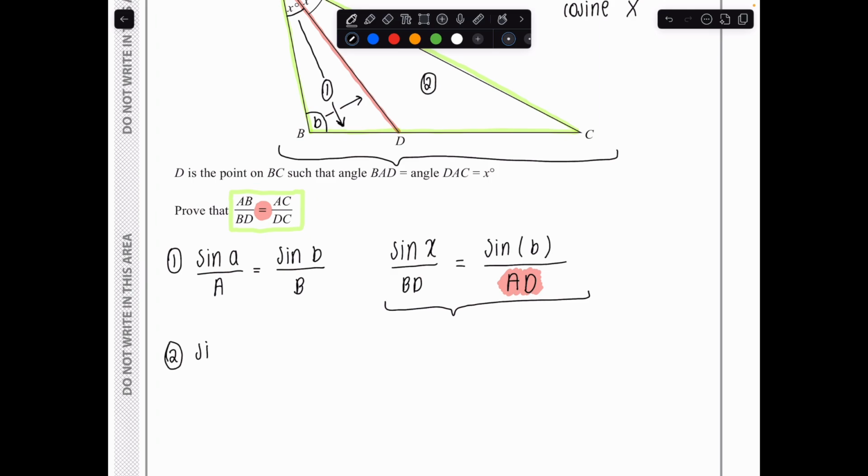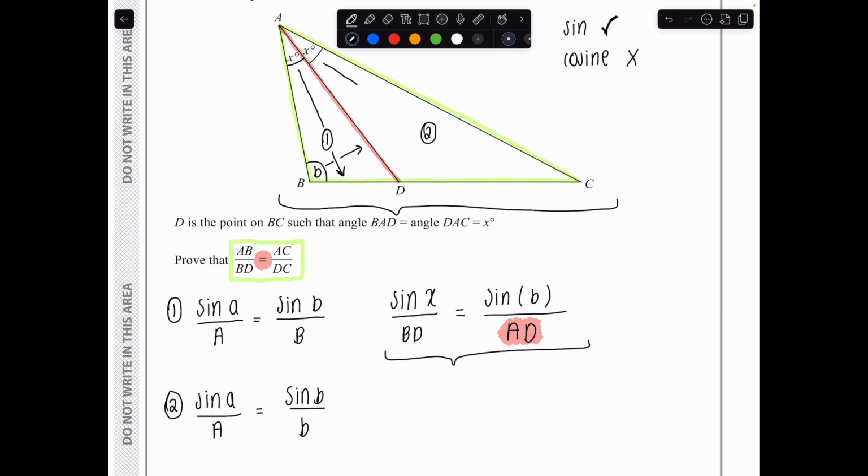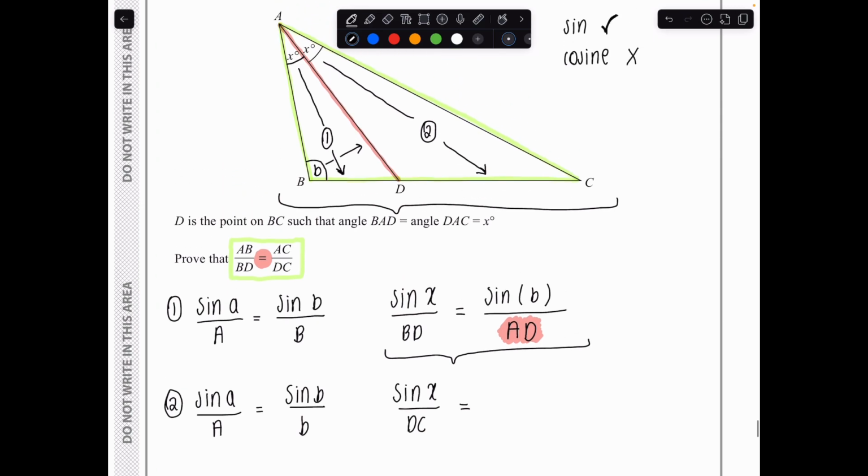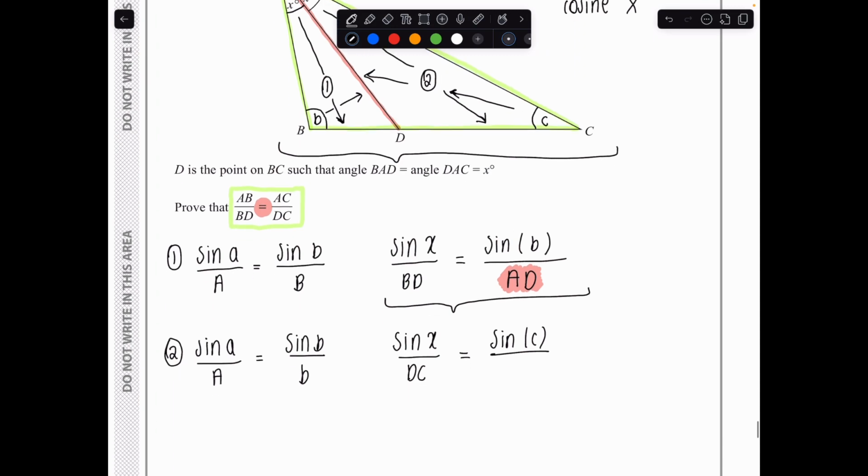So similar case here, we have the sine rule, so sine of A over A is equal to sine of B over B. Now in this case, what's the opposite to the angle x? That would be the side DC. So we have sine of x over DC, and that is equal to, here, let's just choose this angle here and we'll label it angle C. Then we have sine of C over, what's the opposite to the angle C? That would be the side AD.